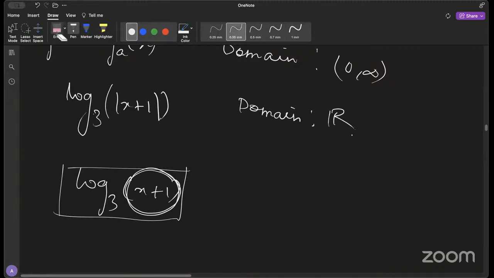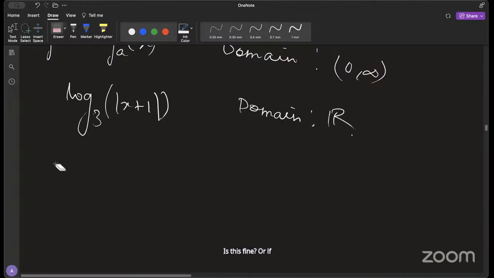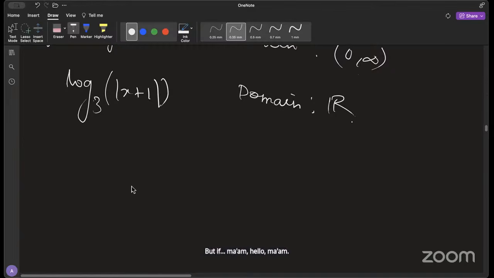Is this fine? Or if you wanted to do this the way we did in the previous week... Hello, ma'am. If x equal to minus 1, then... Yes, that's left, I have seen it, right?